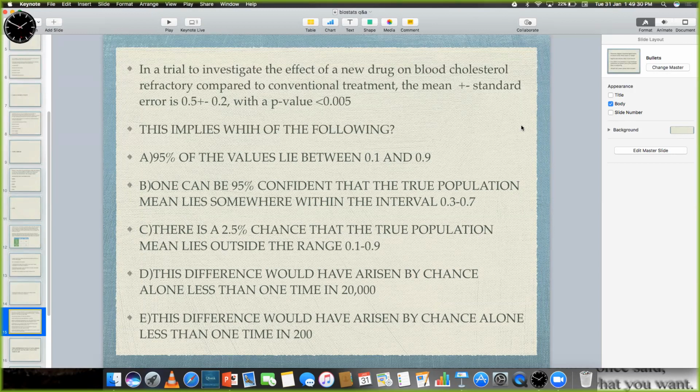If p is equal to 0.005, just doing the math, it's nothing but 5 divided by 1,000, which is 1 in 200. So there is a 1 in 200 possibility that this particular event can happen randomly.